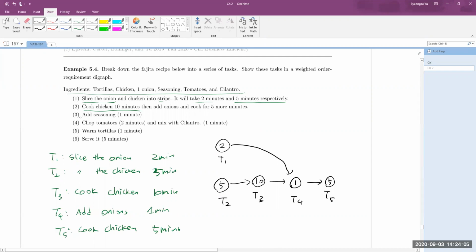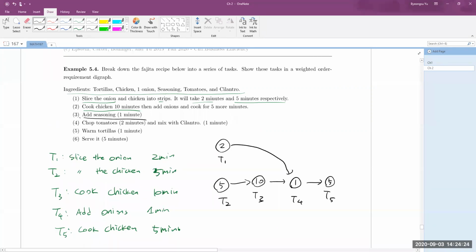So is it good, everybody, or do you have any question before going further? What we do right now is just turning this recipe, or some task orders, into a diagram, right? With some number of times.